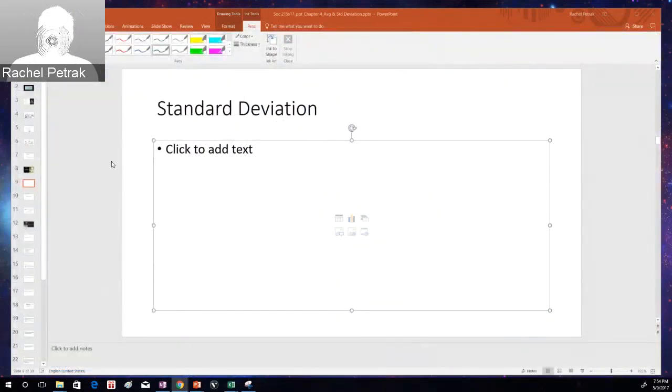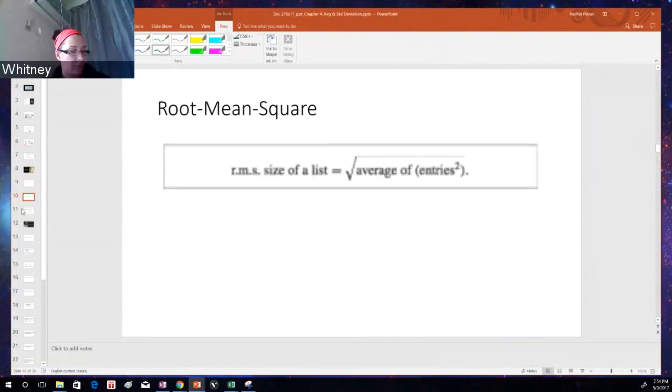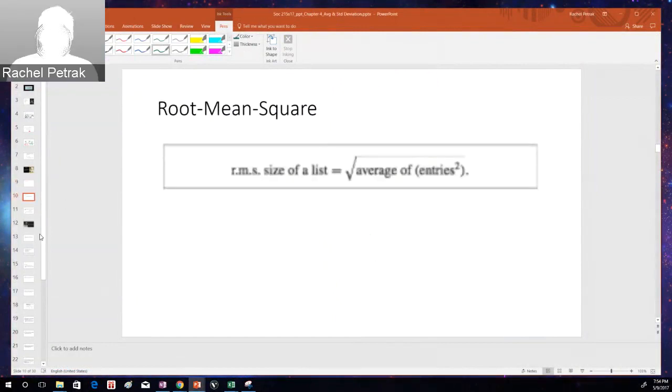The first step in thinking about the standard deviation, which we'll unpack in a little more detail in a moment, is to think about the root mean square. The RMS size of any list of data is simply the square root of the average of each entry squared.